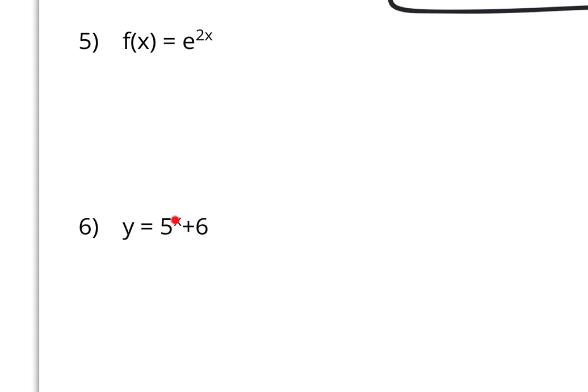Y equals 5 to the power of x plus 6. Notice the plus 6 is not in the power. It is a big number just like 5 is.